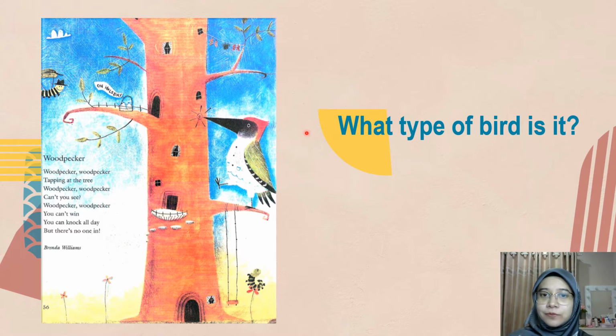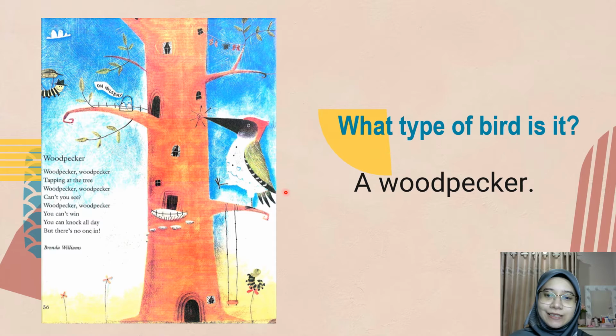Question number 2. What type of bird is it? Okay, jenis apakah burung itu? Apakah jenis burung itu? Okay, so it is a woodpecker. Ia adalah burung belatuk. Okay. Next, third question.